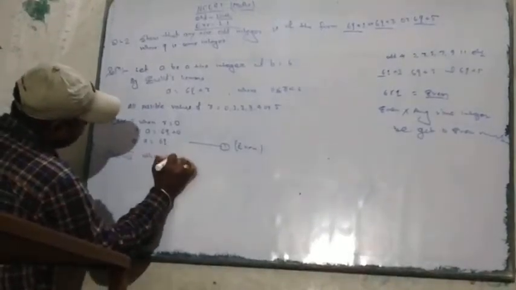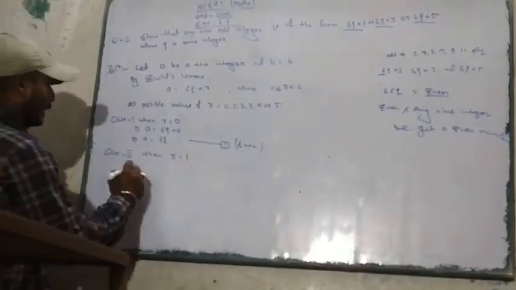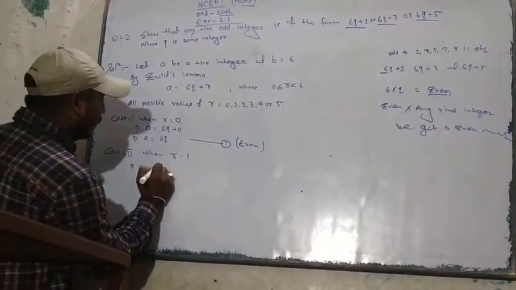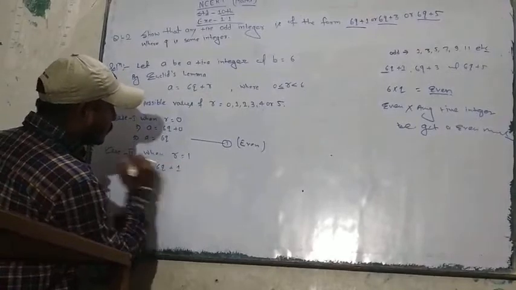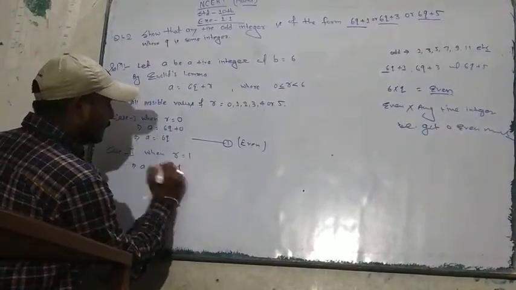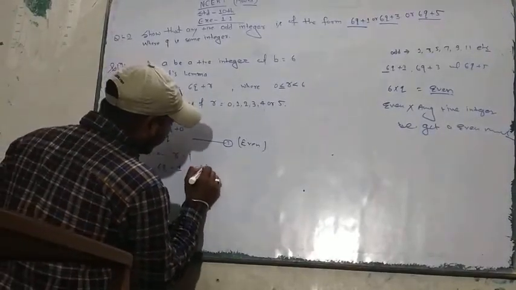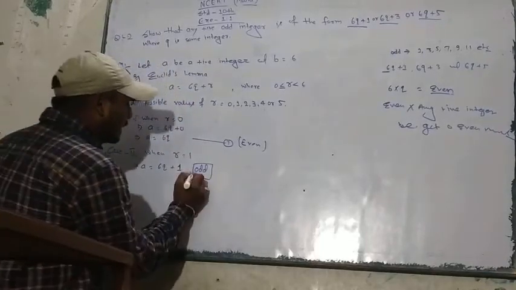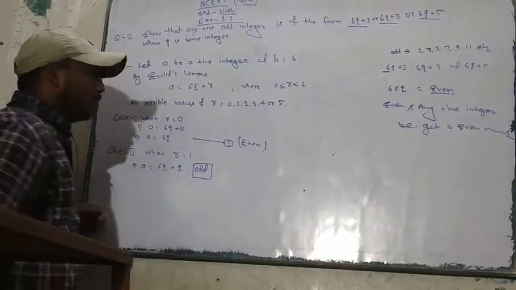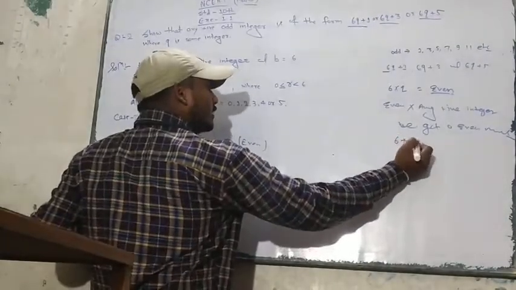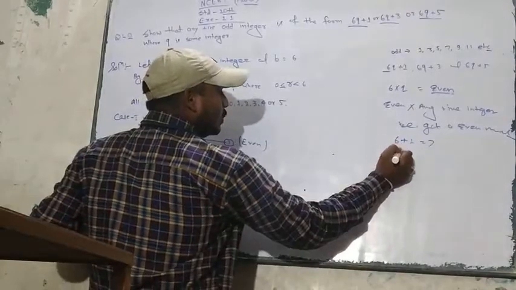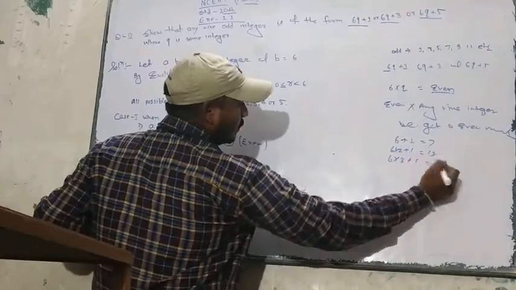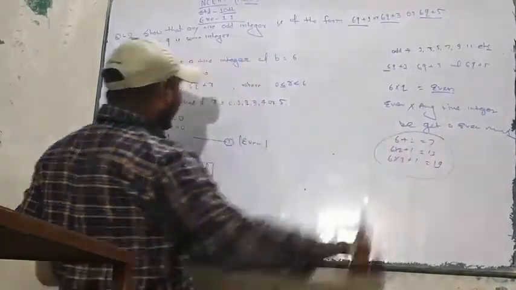When r is equal to 1, then a is equal to what? a is equal to 6q plus r. When r is 1, it is 6q plus 1. What is this? This is an odd number. Why is it odd? Because a multiple of 6 added to 1 is an odd number. The result is always odd. Just 6 plus 1 is equal to 7, 6 into 2 plus 1 is equal to 13, 6 into 3 plus 1 is equal to 19. These are all odd numbers.